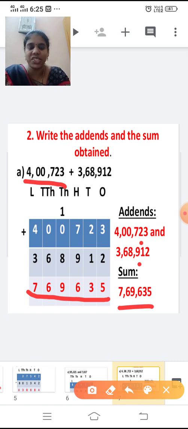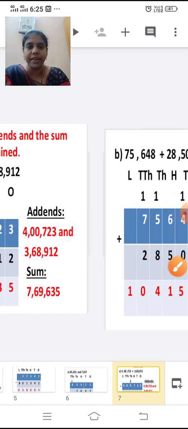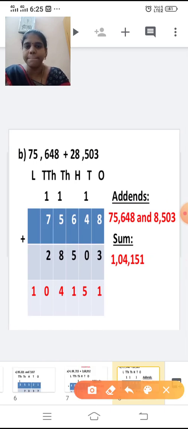7,69,635. So we are going to write the addends and the sum like this. Second sum, we'll move on to the next sum.